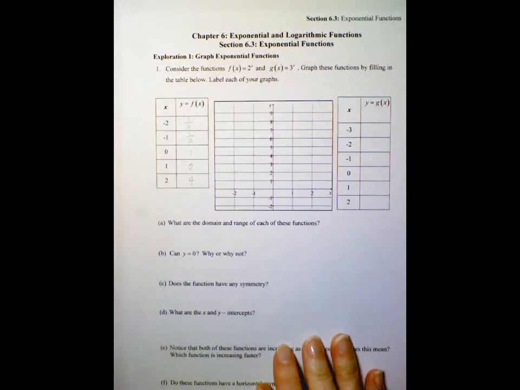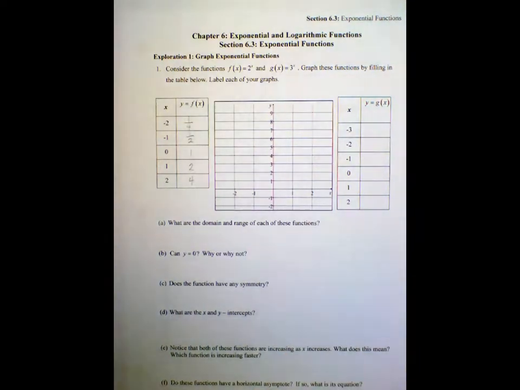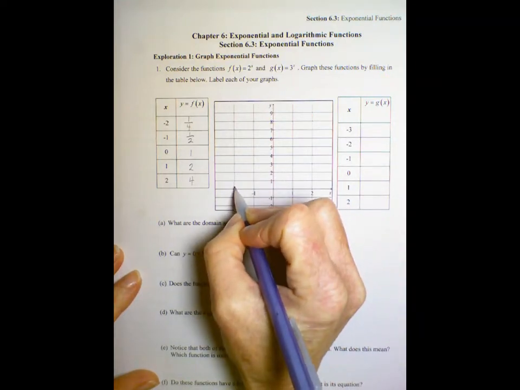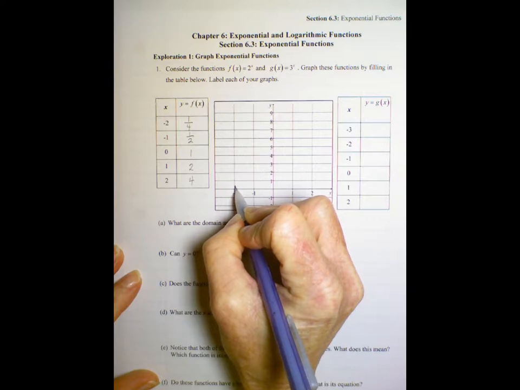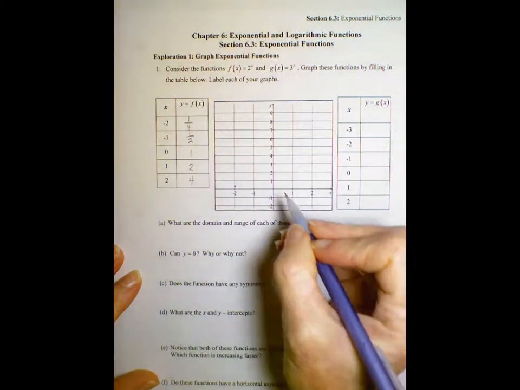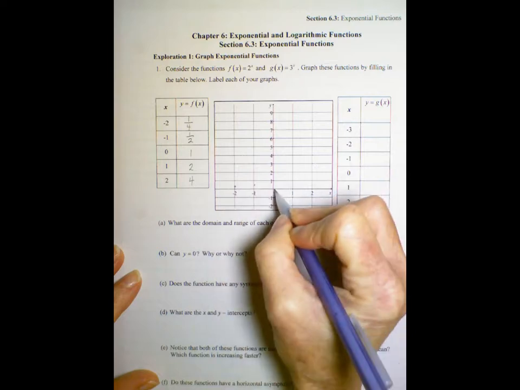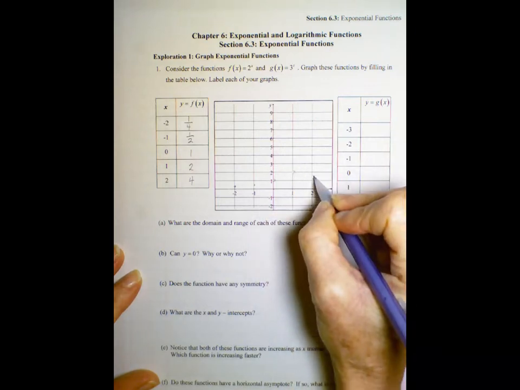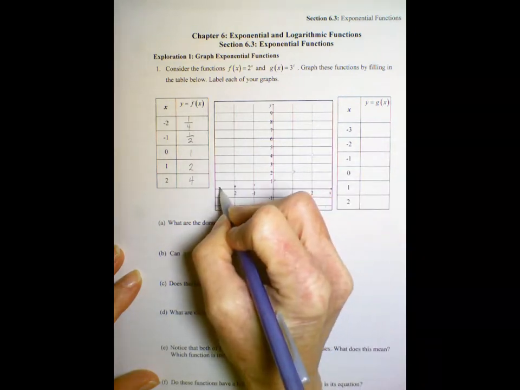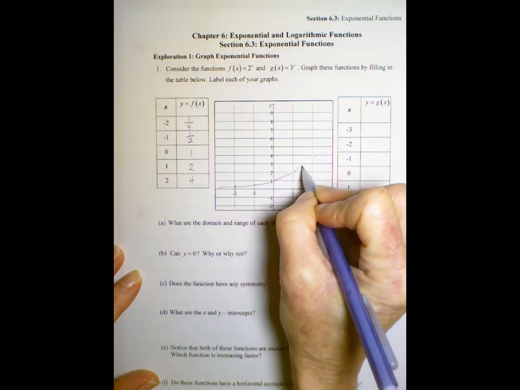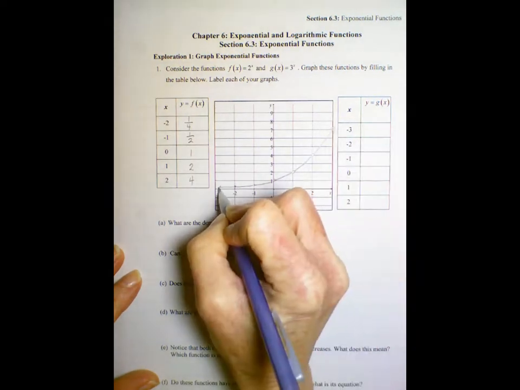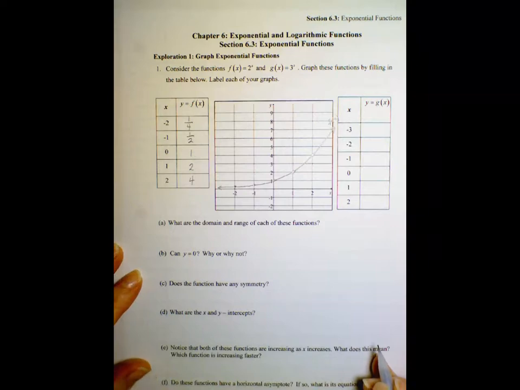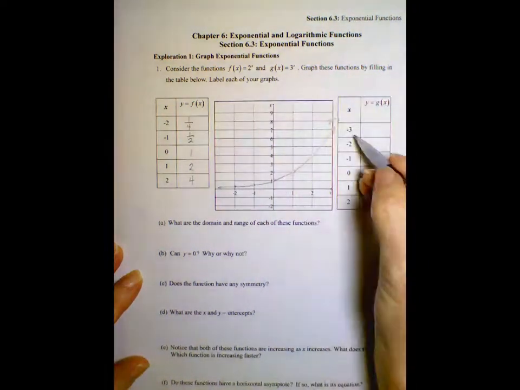Okay, let's see where we are here with these. So we have negative 2, 1/4. Just kind of estimate where 1/4 would be here. We have negative 1, 1/2, 0, 1, 1, 2, and 2, 4. So there is our f of x.